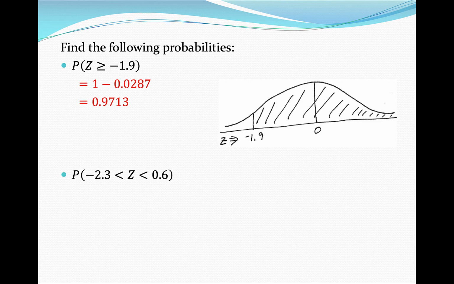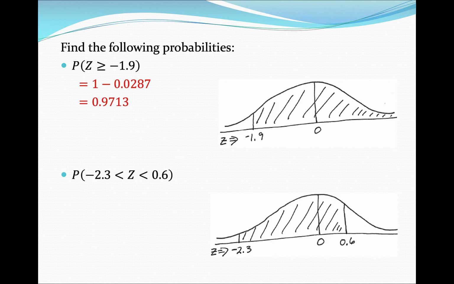The third scenario that we'll sometimes deal with is finding the area between two z values. So here we want the probability that z is between negative 2.3 and 0.6. So let's start with our picture. Your picture looks something like this. Draw your curve, put 0 on there. Here we put both of the z values on there. So we want to identify negative 2.3 and 0.6. And then we shade in that region, identify those, of course, as z values along that axis.